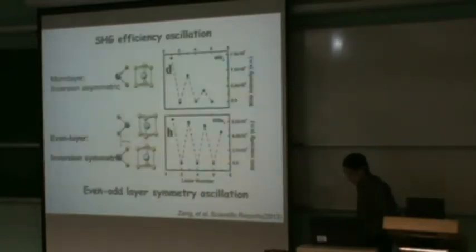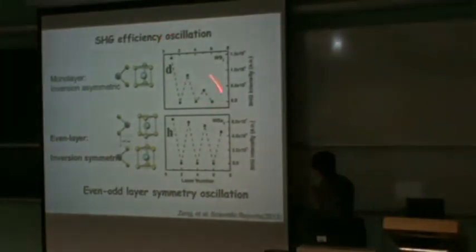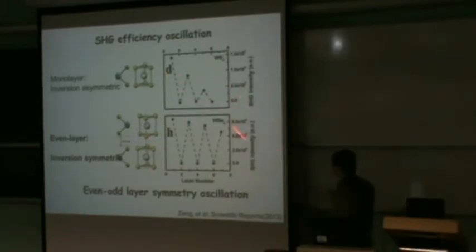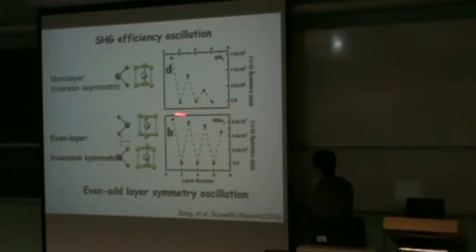We can summarize our results in this form. Here is the second harmonic generation as a function of the layer thickness. That's tungsten selenide, that's tungsten sulfide, and that's tungsten selenide. You can see there is a strong oscillation, right? All the even layers have negligible second harmonic generation, while the odd layers show this kind of oscillation, and there is also a strong decay envelope.